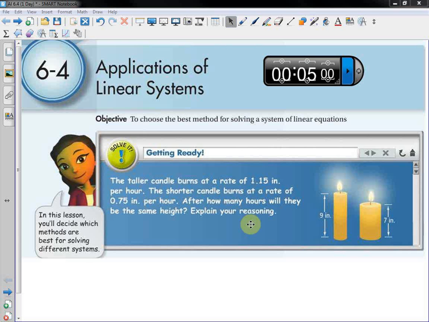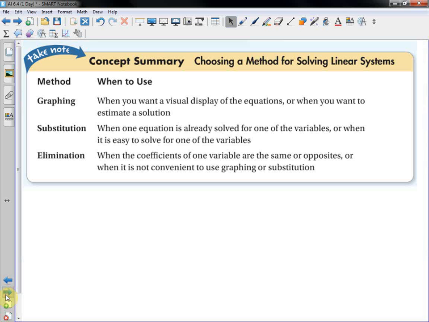This is your warm-up, so please pause and do the warm-up before you move forward. Now, when we talk about applications of linear systems, basically what we're talking about is word problems. So this should be a favorite of most people. Now let's go to our first slide.